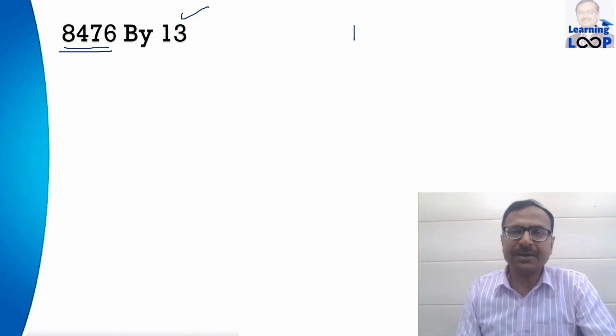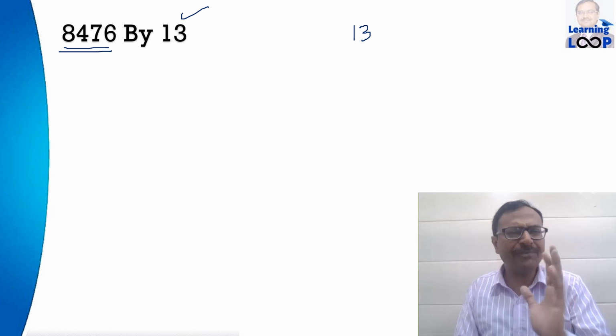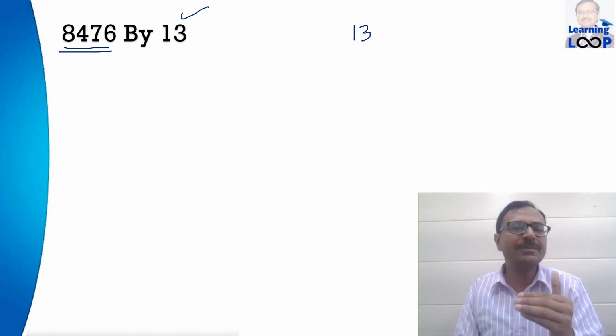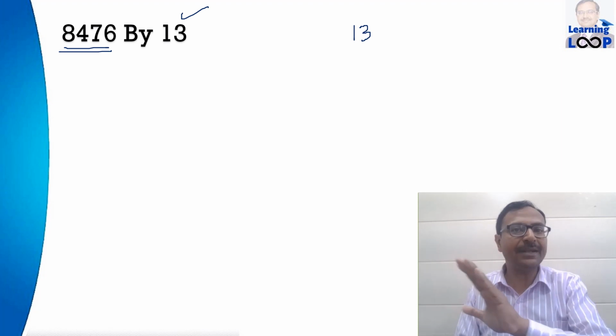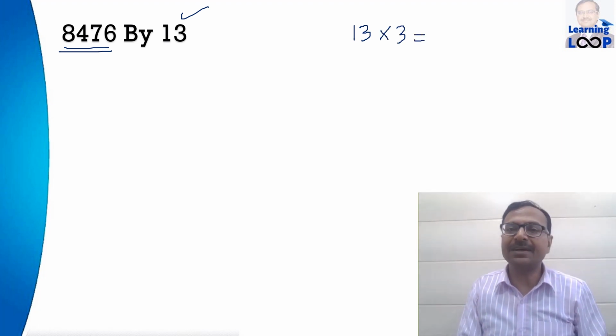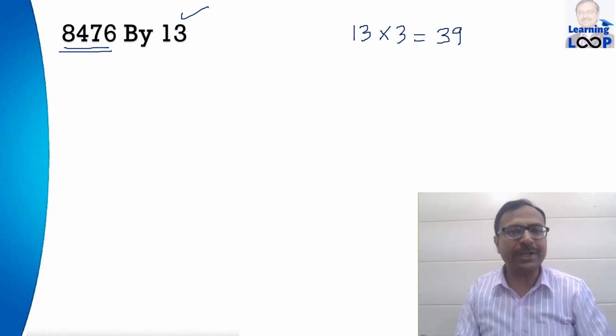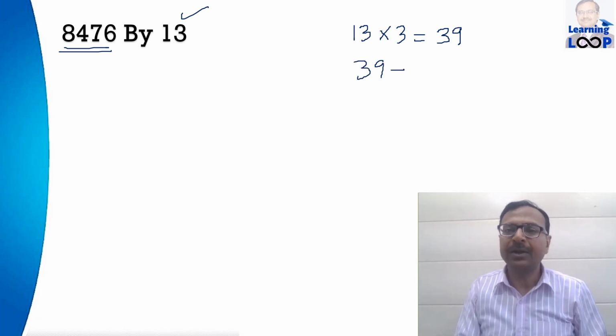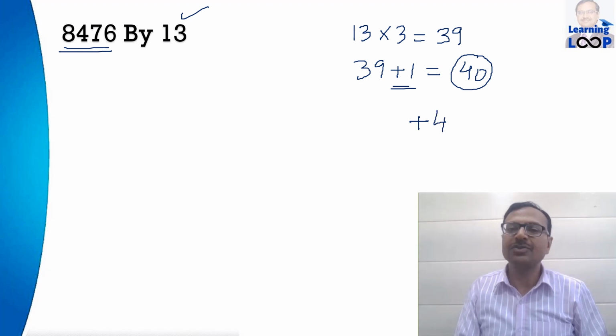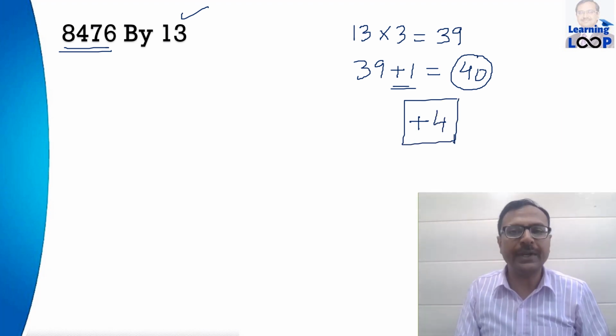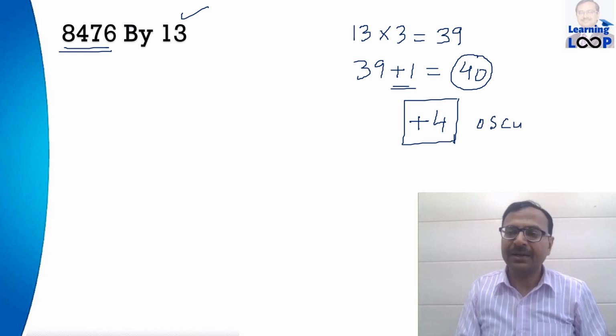So as you can see, if you write the 13 times table, 13 one times is 13, which is away from 10, right? 13 two times is 26, away from 20 and 30. 13 three times is 39, and that's very close to 40. And when you add 1 to 39, you get 40. So because you added 1, the oscillator is positive and you got 4 tens, so 4. So plus 4 is an oscillator for checking divisibility of numbers by 13.